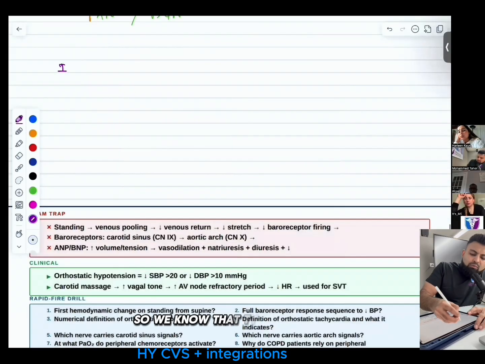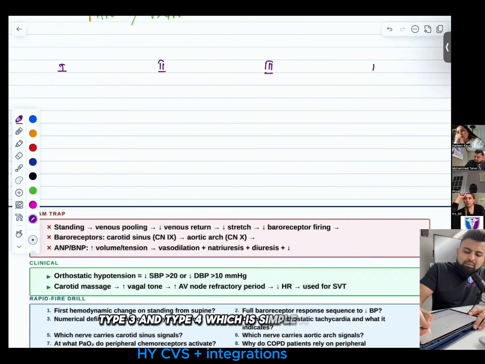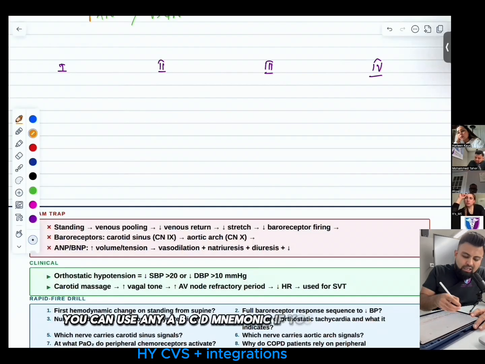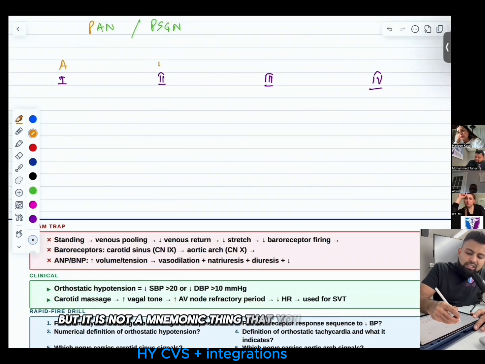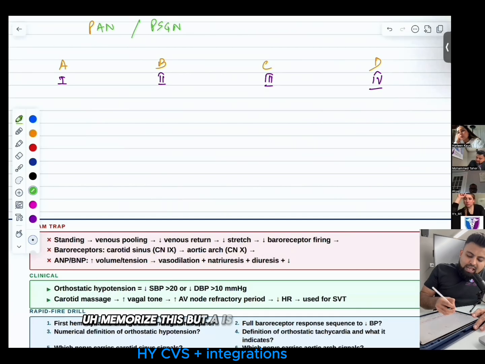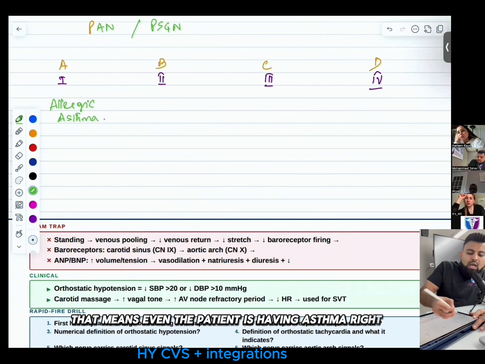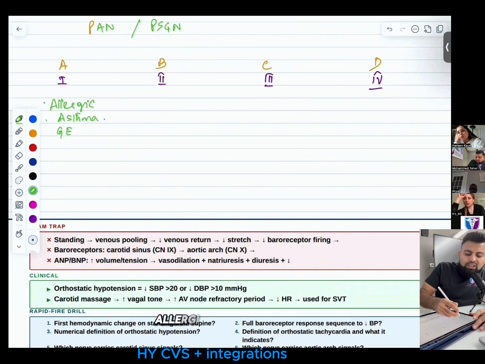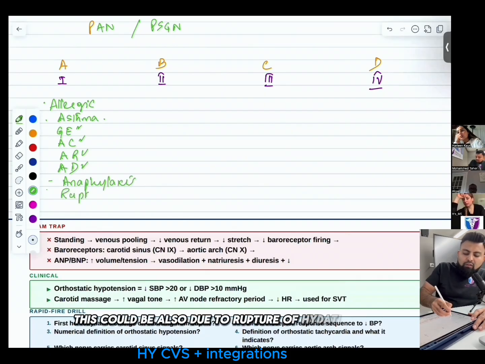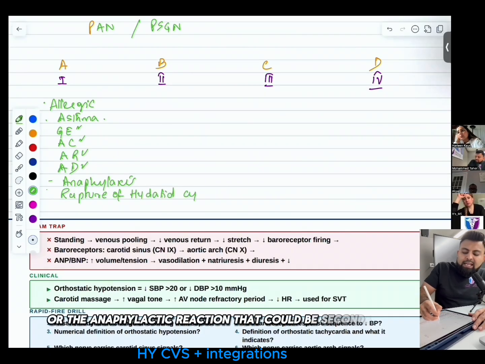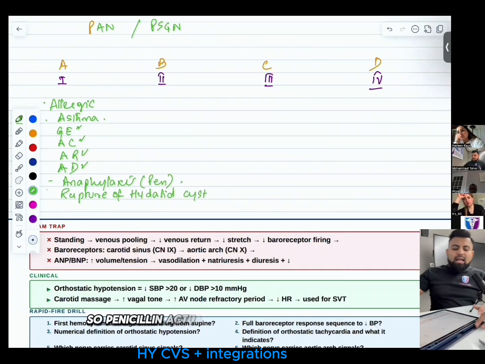So we know that type 1, type 2, type 3, and type 4, which is simple and easy. You can use any A, B, C, D mnemonic if you want, but it is not really a mnemonic thing, you simply have to memorize this. A is for allergic reaction. So allergic reaction, that means even if the patient is having asthma, allergic gastroenteritis, allergic conjunctivitis, allergic rhinitis, allergic dermatitis, or anaphylaxis. Anaphylactic shock, very important, is anaphylaxis. This could also be due to rupture of a hydatid cyst, very commonly tested. Rupture of a hydatid cyst, or an anaphylactic reaction that could be secondary to drugs such as penicillins, right? So penicillin allergy, anaphylactic reaction.